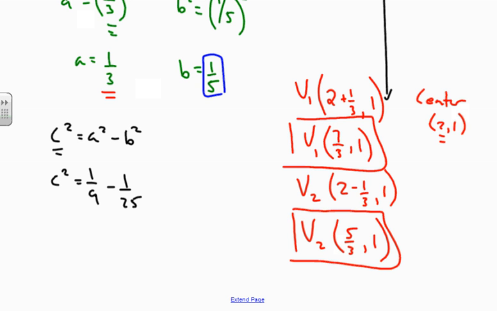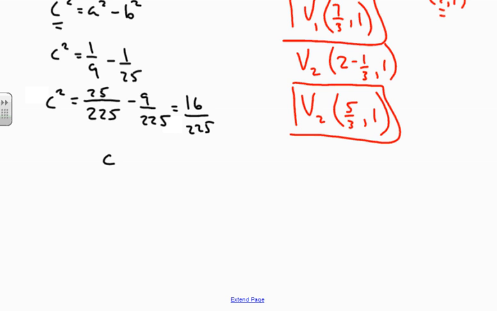If you multiply 9 times 25, that's going to be 225. And we're going to have 25 here, minus 9 right there, over 225, equals c squared. Very, very nice, isn't it? We're going to take 25 minus 9, and that's going to give us a total of 16 over 225, and that equals c squared.